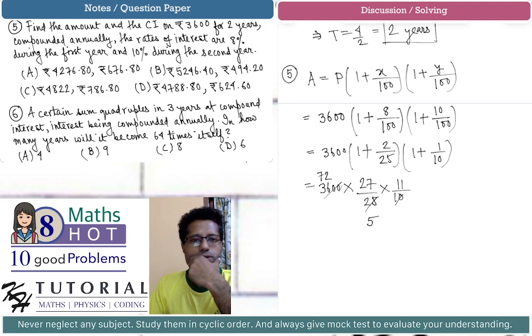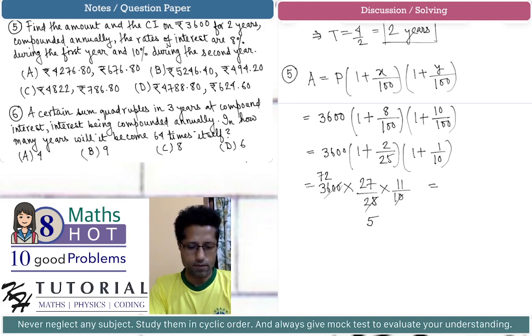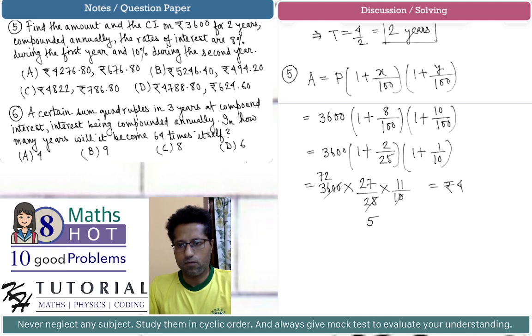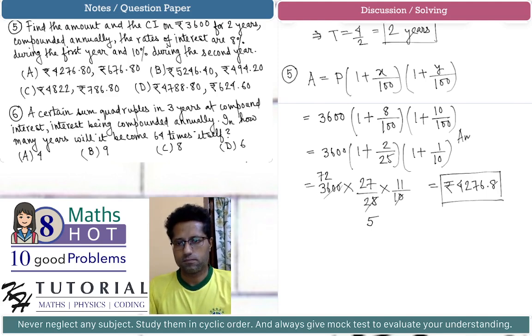Okay, and so we have to calculate this. I'm again using the calculator. I'm really sorry for this, but this kind of computation you must do manually yourself. So 72 multiplied by 27 multiplied by 11, divided by 5, is 4276.8. This will be the amount. So the answer is choice A.